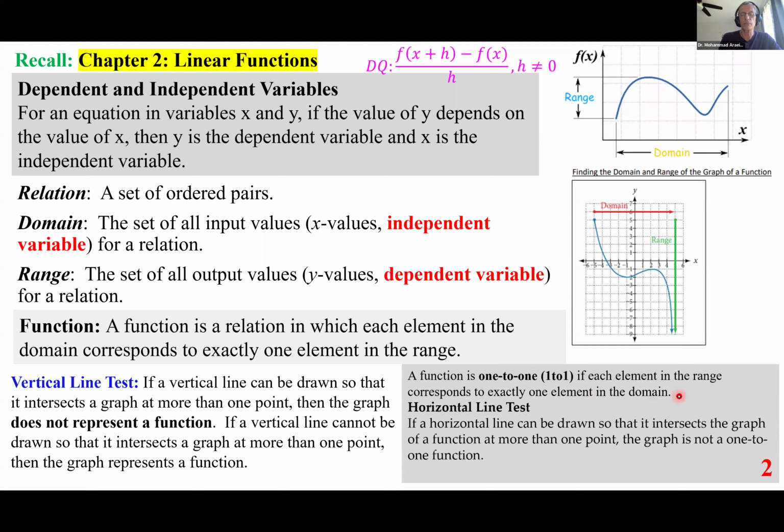Horizontal line test, HLT. If a horizontal line can be drawn so that it intersects the graph of a function at more than one point, the graph is not a one-to-one function. In other words, VLT, the x coordinate can't repeat, it becomes a function. HLT, the y coordinate can't repeat either, so it becomes a one-to-one function.